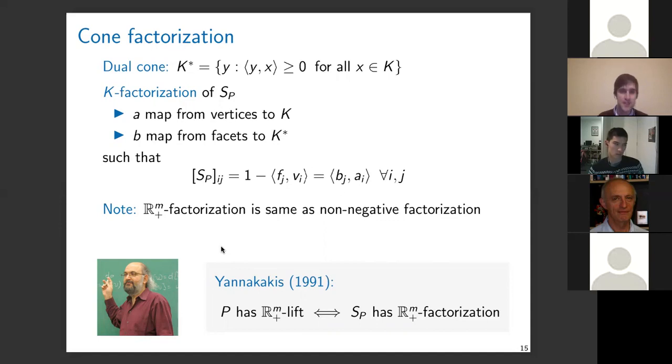Okay, so to describe this, I want to remind us of the definition of the dual cone. If I have a convex cone K, the dual cone is going to be the set of linear functionals that take non-negative values on that cone. Then we're going to define this idea of a K factorization of the slack matrix. What it is, is really going to be about having two maps. One is a map from the vertices of the polytope P into the cone K.